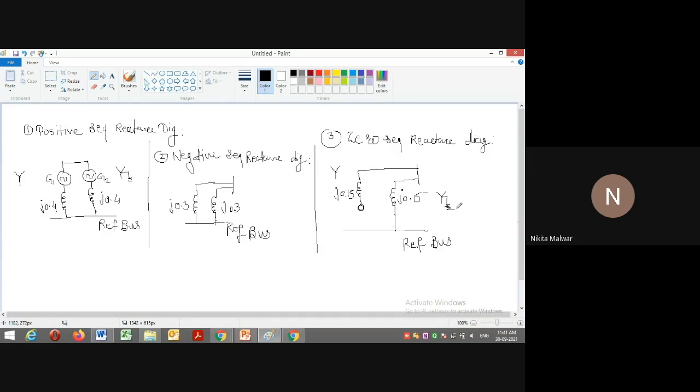Now, what do we have to find? We have to find the fault current. What will be the formula for fault current? Let us follow Ohm's law. Ohm's law says I equals V by R.